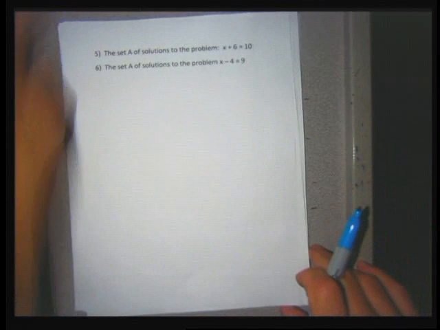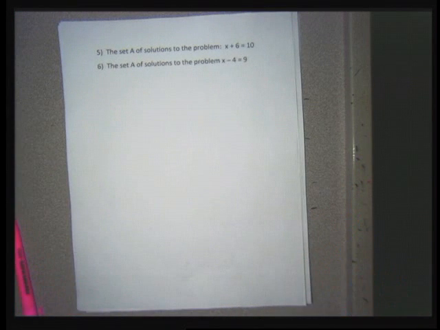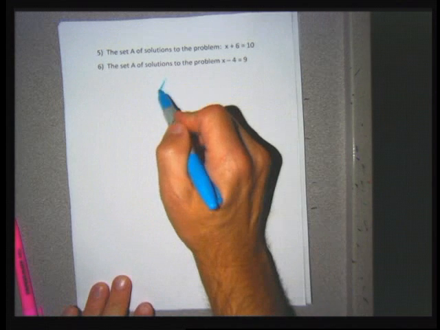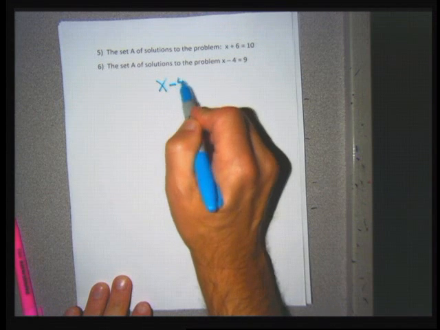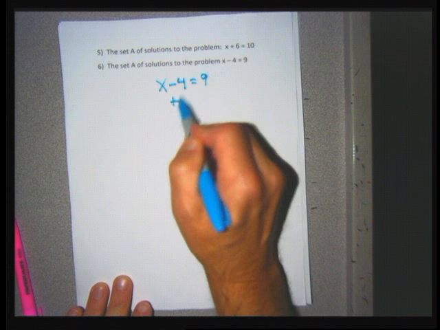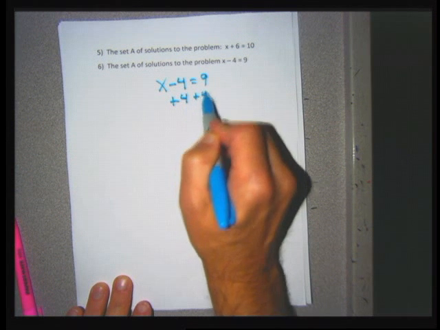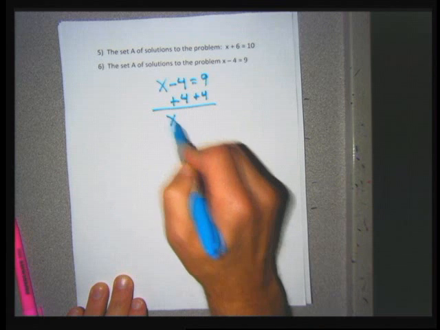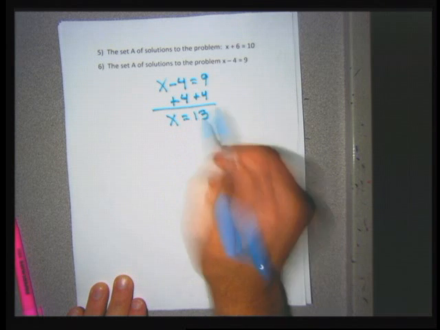So number 6, set A is the set of solutions to the problem x minus 4 equal to 9. So I have to solve that problem, find the elements of set A, and then I can write A equals and then something in set braces. So I'm going to go ahead and figure out the elements of set A by solving the equation x minus 4 equal to 9. I do that by adding 4 to both sides. And the only element in set A is the number 13.